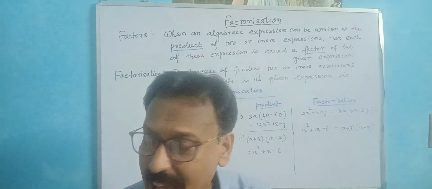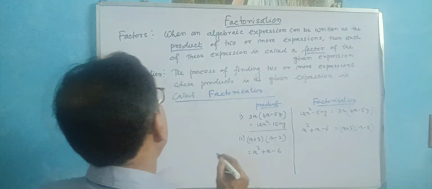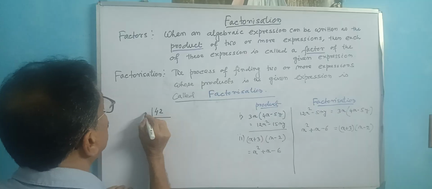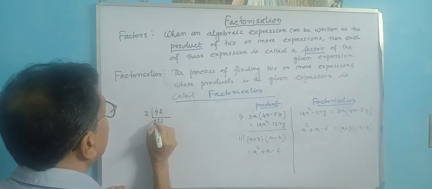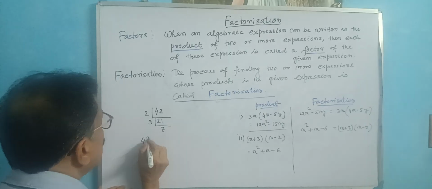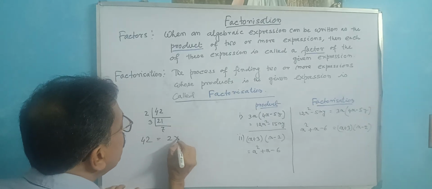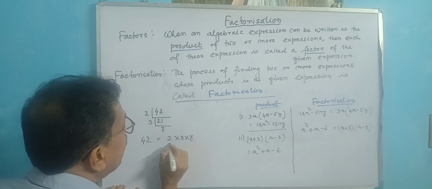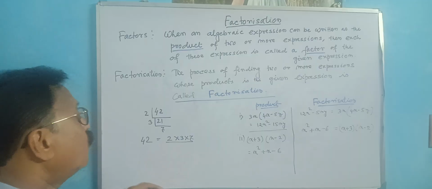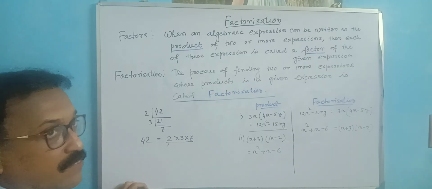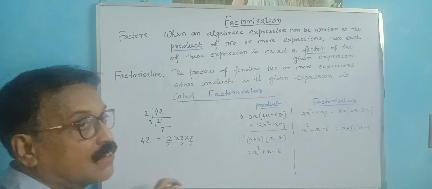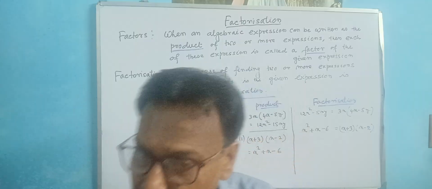So what is a factor? Suppose you write 42. So 42, that is 2 times 21, and 21 is 3 times 7. That means you break 42 in this way: 2 into 3 into 7. These are all multiple relations. এগুলো সব কিন্তু multiple relation. Now separately, 2 is a factor of 42, 3 is a factor of 42, and 7 is a factor of 42. So what do you mean by factor?